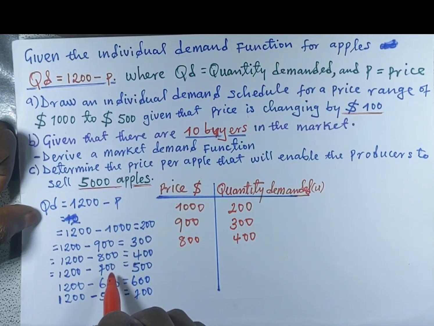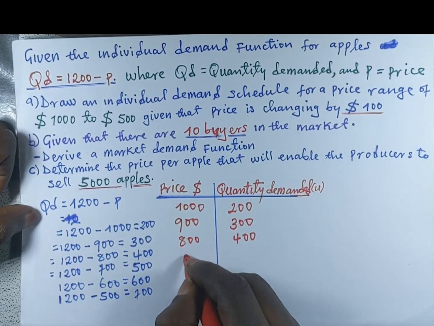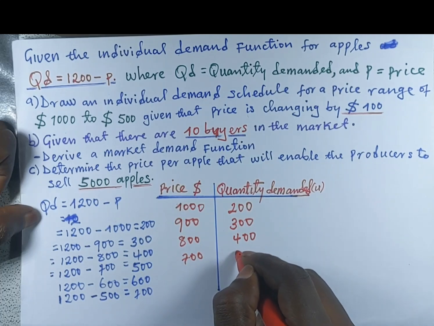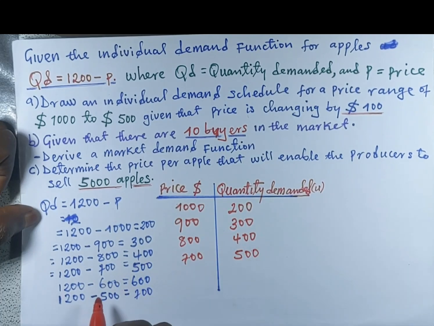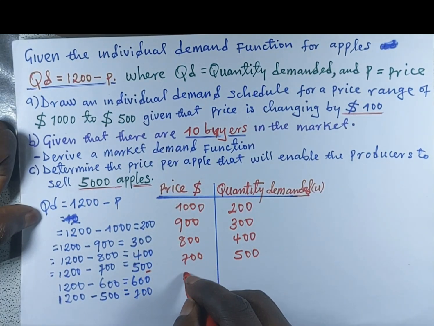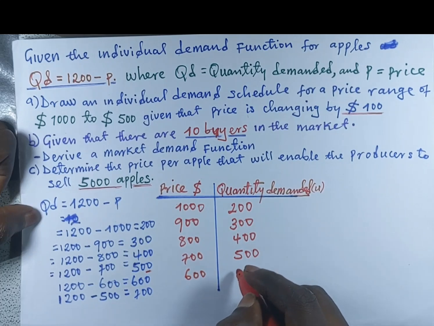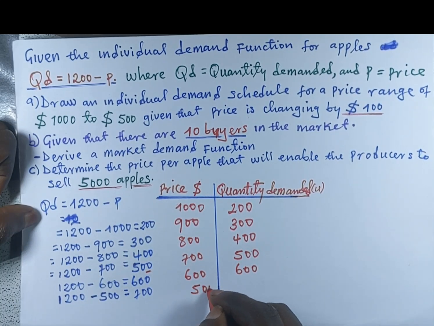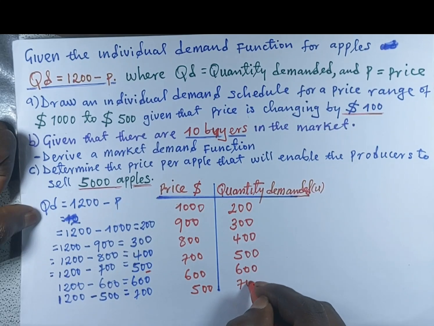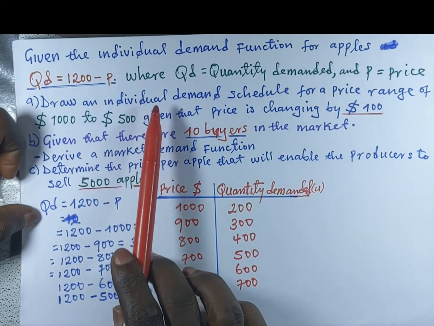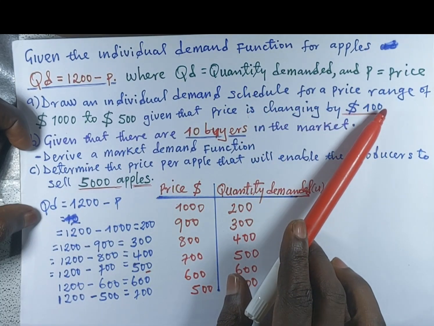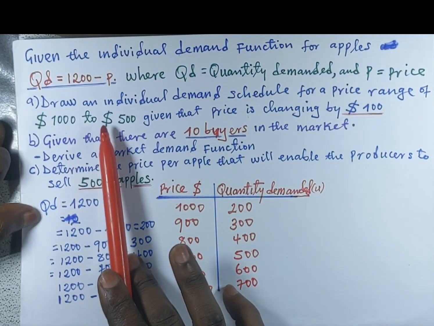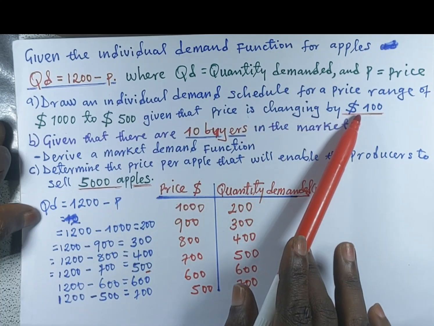That can be seen in these calculations. I tried to perform this calculation so that you can understand better. So when price is 700, quantity demanded is 500, and when price is 600, quantity demanded is also 600. And lastly, when price is 500, quantity demanded is 700 units. So we are done with the question that says we should draw an individual demand schedule for a price range of 1000 to 500, given that price is changing by 100.